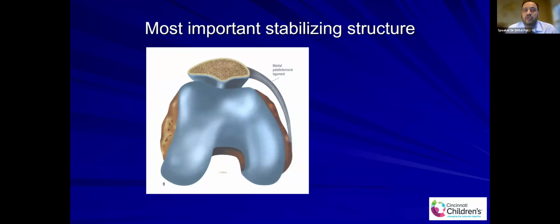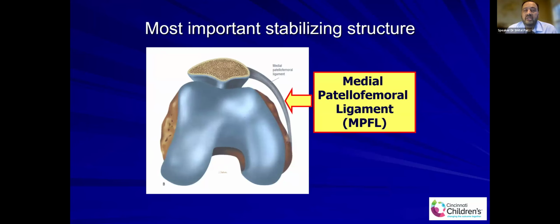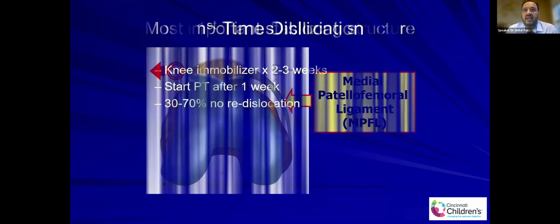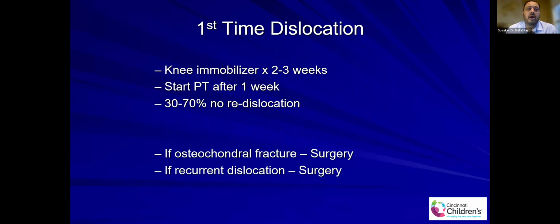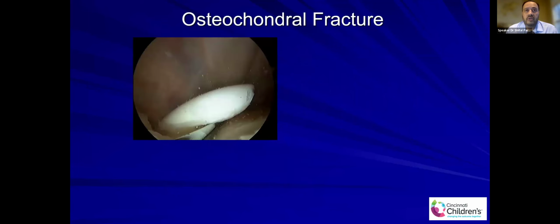The most important stabilizing structure for a patella is the MPFL, or the medial patellofemoral ligament, which prevents the patella from shifting laterally. For a first-time dislocation, you can use an immobilizer until the patient's pain and swelling subside, and then physical therapy can be started. Typical time to go back to sports is around 6 weeks, and depending on how many risk factors they have, anywhere from 30 to 70% would not have further dislocation. If there is an osteochondral fracture, or if there is recurrent dislocation, then surgery is required.